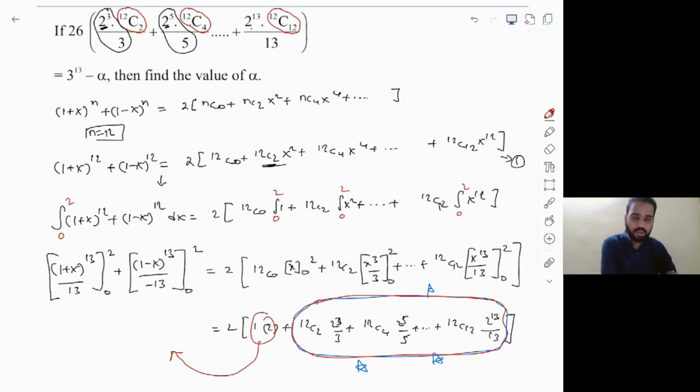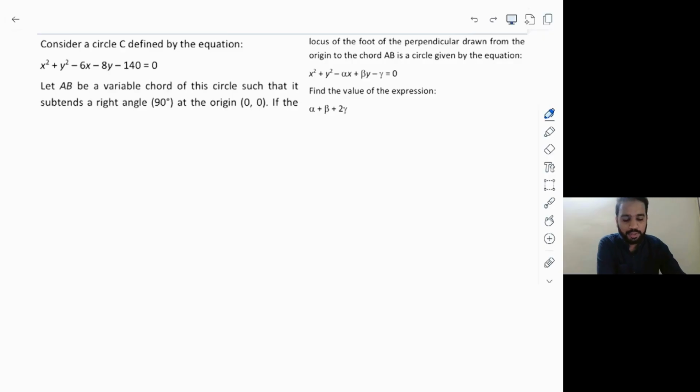Okay. So as I told, this is how you need to get the idea of integration here when you notice a question like this, right? Okay. So this is a very tricky question, which is definitely important for coming JEE Advanced, right? Let's take the next question.